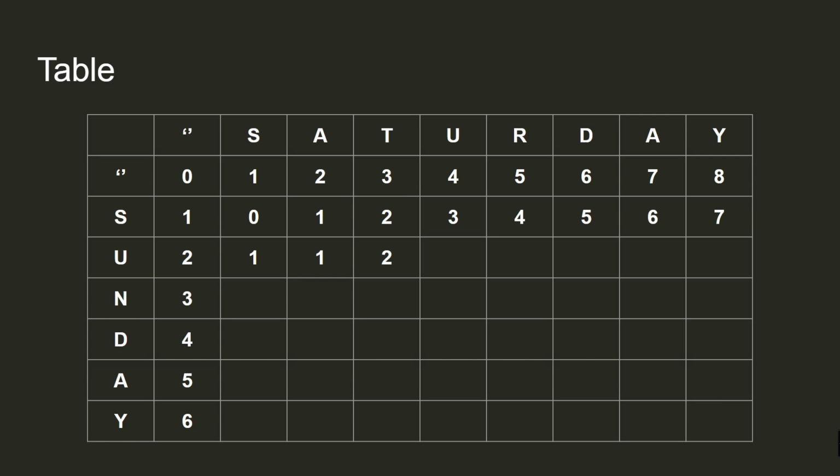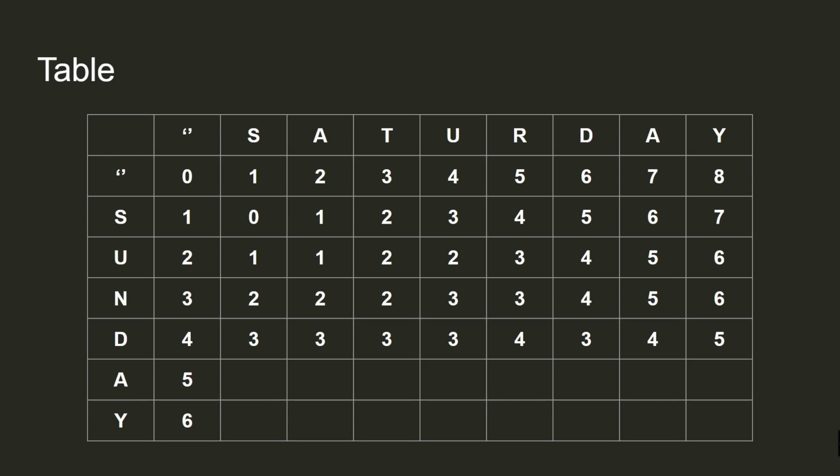For column 4, we again need to figure out what the edit distance is between SU and SATU. Our intuition says that it's 2, because we need only to delete characters A and T. Let's fill this row until the end. Now let's fill row 4, row 5 and row 6. The last cell will be our answer.